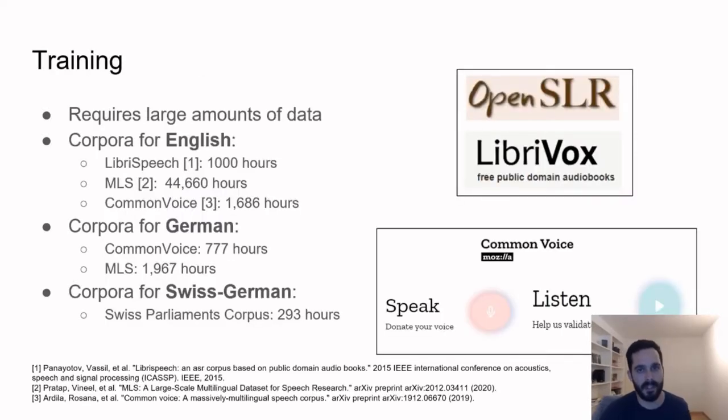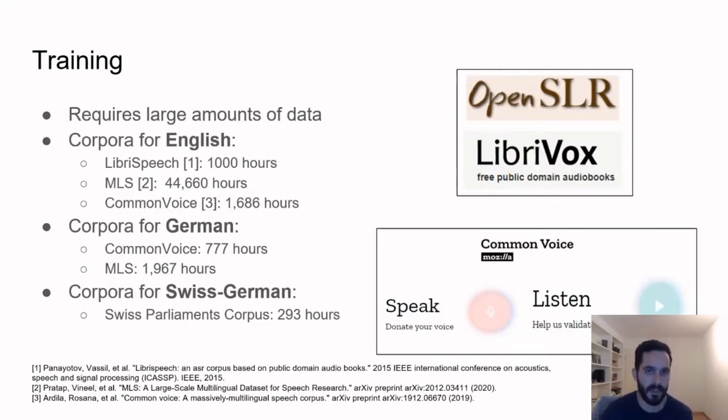There are some very well-known corpora for the training of such systems. For example, we have LibriSpeech and the more recent MLS corpora, which are both based on free public domain audiobooks from LibriVox. Both of these corpora were automatically aligned and contain some error. As you can see, LibriSpeech contains around 1,000 hours for English, while MLS contains around 45,000 hours for English and around 2,000 hours for German.